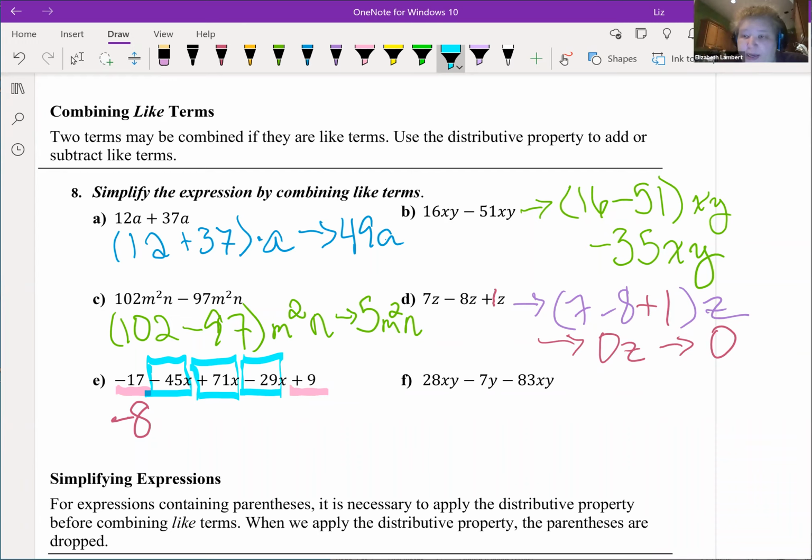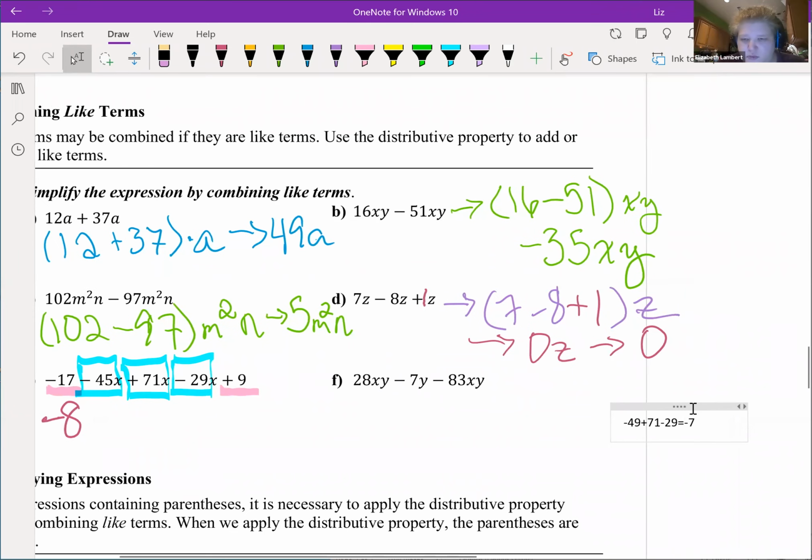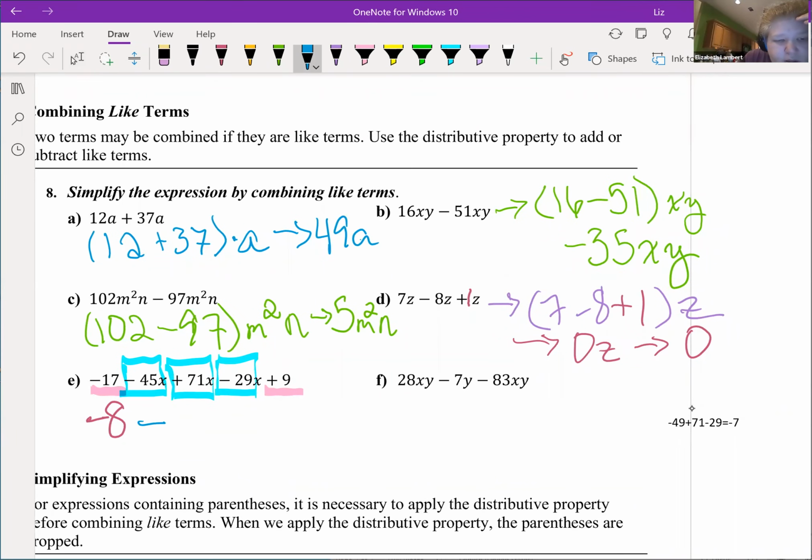All right, so now we have negative 45x plus 71x and minus 29x, or plus negative 29x. So those three are like terms. So I need to crunch the numbers in front, very similar to what happened on D, but I'm going to skip the parentheses step. So negative 45 plus 71 minus 29. You could just crunch that on the calculator. I am too tired. I'm going to crunch that on the typing calculator. Negative 45 plus 71 minus 29 equals negative 7. Okay. So those all reduce down to negative 7x's.